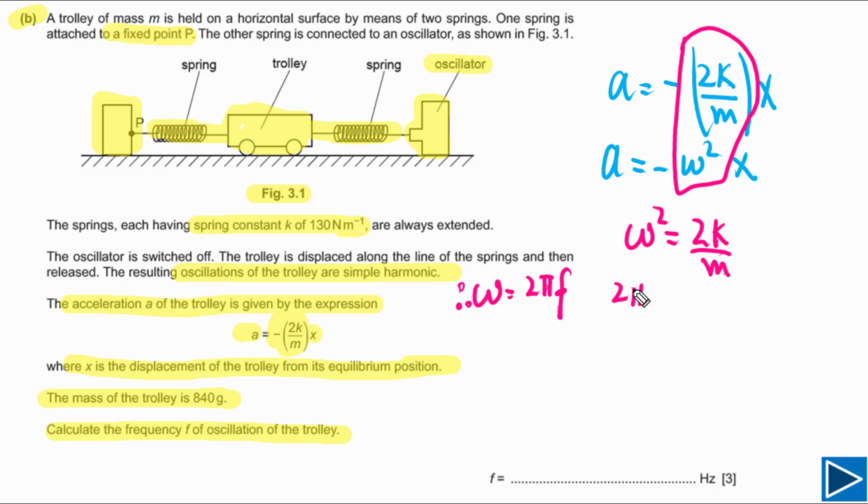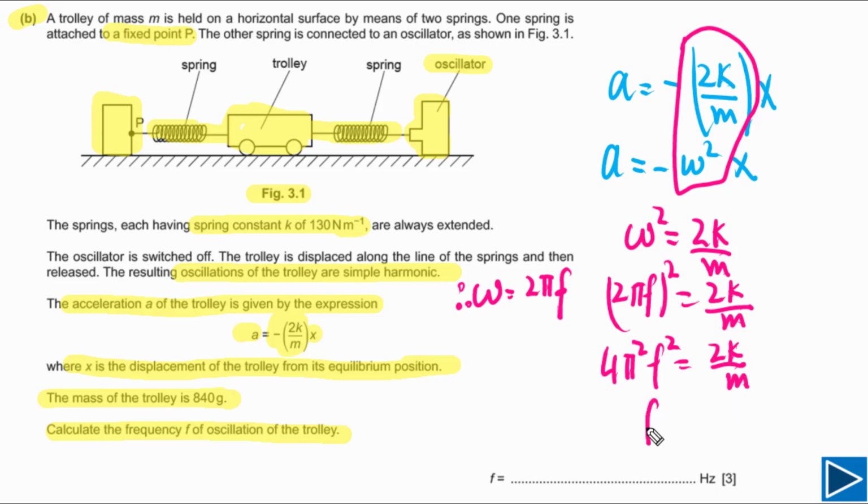So we can plug in the value of omega. Omega is 2 pi f, squared, and this is equal to 2k by m. We need to find the value of f. First of all, this is 4 pi square f square, equal to 2k by m. We need the value of frequency, so we can rearrange. So f is the square root of 2k divided by 4 pi square m.